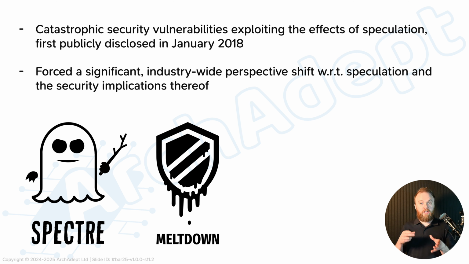So this led to a significant industry-wide perspective shift with regards to the effects of speculation, and in particular, with regards to the security implications of speculation. They also came with their own little logos that you see here, and I particularly like the Spectre one on the left because, as we'll soon see, speculative side-channel attacks typically involve the CPU speculating past a conditional branch and the attacker then recovering secret data by measuring the ghostly imprints left on microarchitectural state by that speculative execution. So a ghost wielding a branch that it wants to hit us over the head with is incredibly apt.